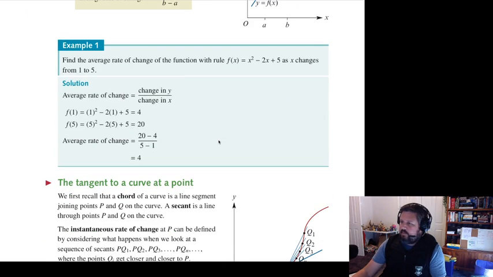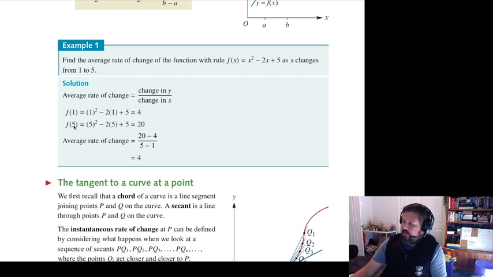So here is an example, worked example number 1. I'm showing how this happens. So it says find the average rate of change of the function, it's listed here, as x changes from 1 to 5. So again, what we need to do is find out the change in y divided by the change in x. So we're going to find out the value of f of 1. So substituting in 1 into the equation, we get 4. So this is obviously going to be the y value when x is 1.